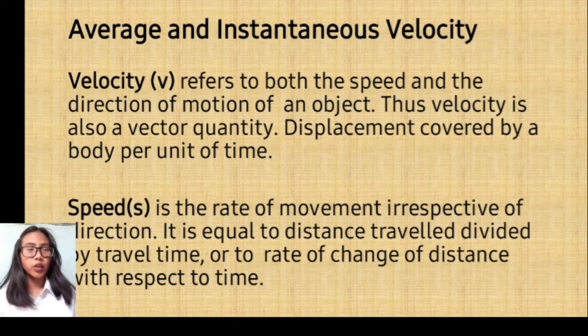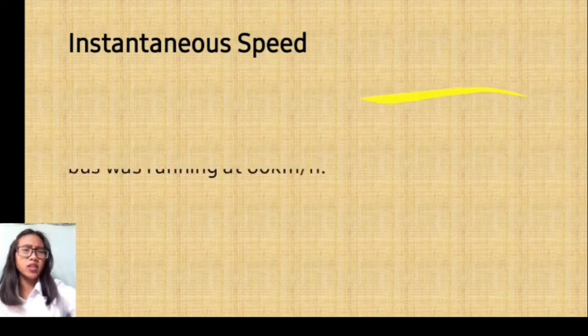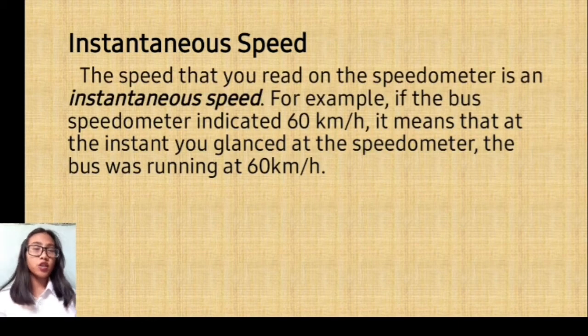In a mathematical equation, s is equal to d over t, where d is the distance and t is the time. So, what is instantaneous speed? When we say instantaneous speed, this is the speed that we read on the speedometer.